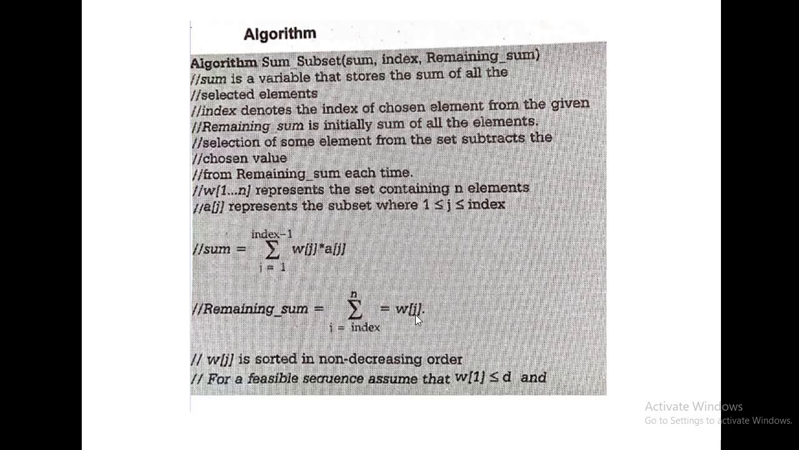W of j is sorted in non-decreasing order. W of j is the set for the sum of subset problem. So here the sum of the subset should be less than or equal to D. D is a positive integer here.